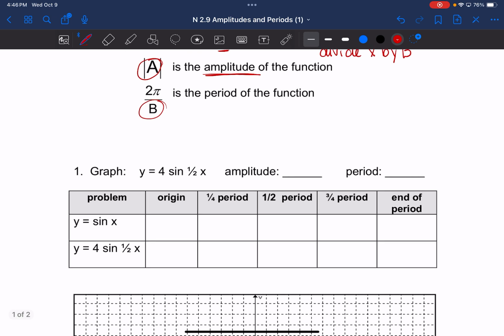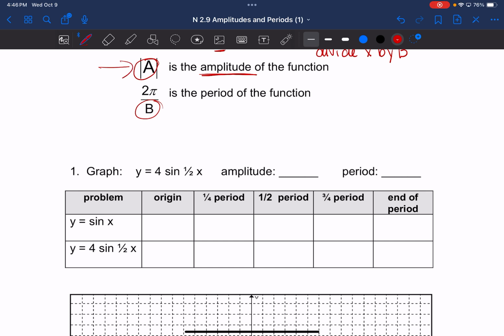So here it says to graph y equals 4 times sine of 1/2 x, and they asked for the amplitude and the period. Well, according to this information here, my amplitude is the value of a. My a is 4. The absolute value of 4 is 4. Therefore, my amplitude should be 4. To find my period, it says that we take 2 pi and divide it by our b value, which here appears to be 1/2. We don't like to divide a fraction by a fraction, so we keep, change, and flip, which is going to give us 4 pi. So our period should be 4 pi.